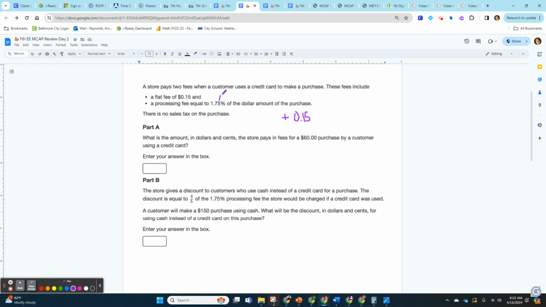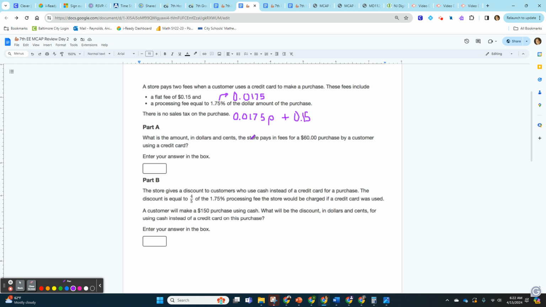0.15. This as a decimal is 0.0175. So in order to determine the fee, I'm going to have to multiply whatever my purchase price was, P, by this percent and then add 15 cents. That'll tell me my fee.